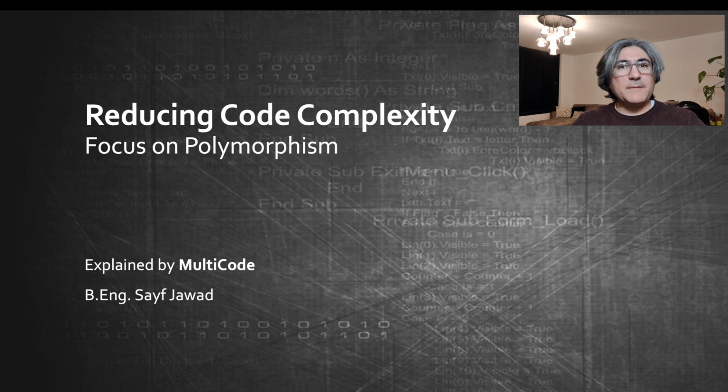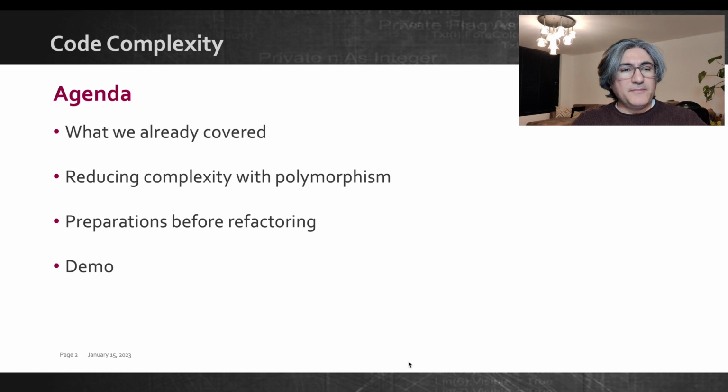Back again to explain another part about reducing code complexity. And this time we're going to use polymorphism to do it. Last time we did this by reducing complexity by displacement. So yeah, let's see what is on the agenda.